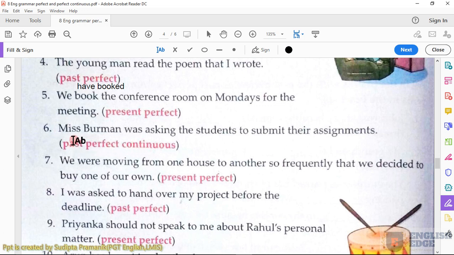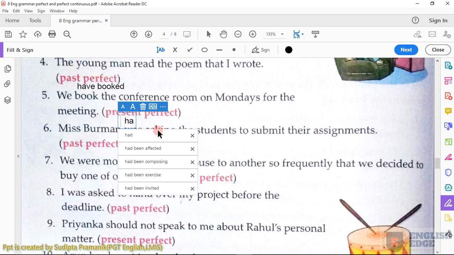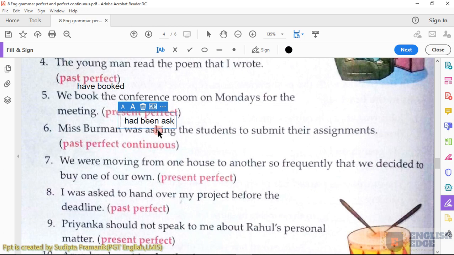Now, six is: Mrs. Berman was asking the students to submit their assignments. So here will be, Mrs. Berman had been asking the students to submit their assignments. Had been asking, A-S-K-I-N-G.